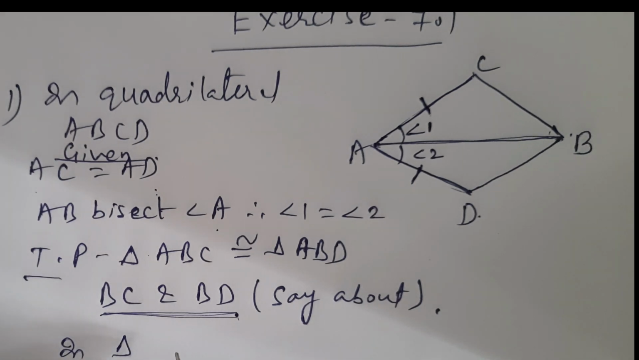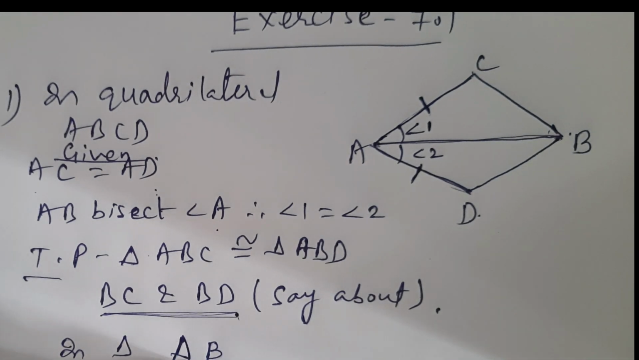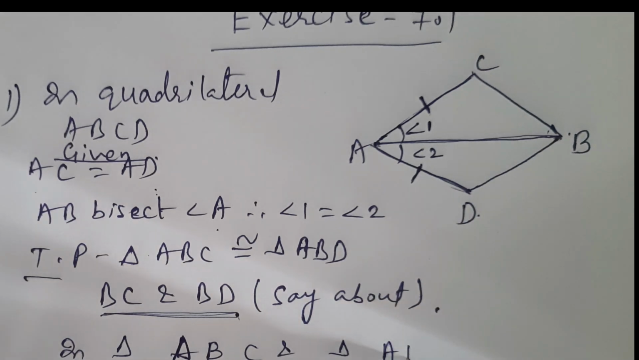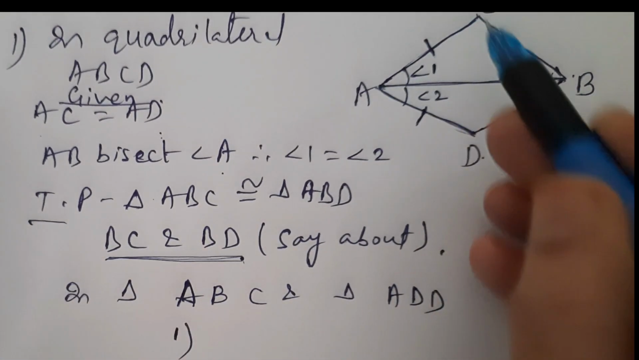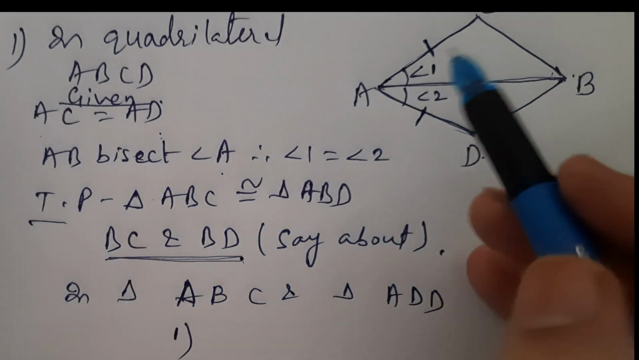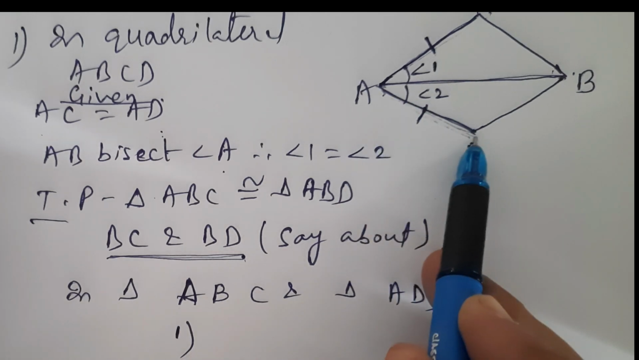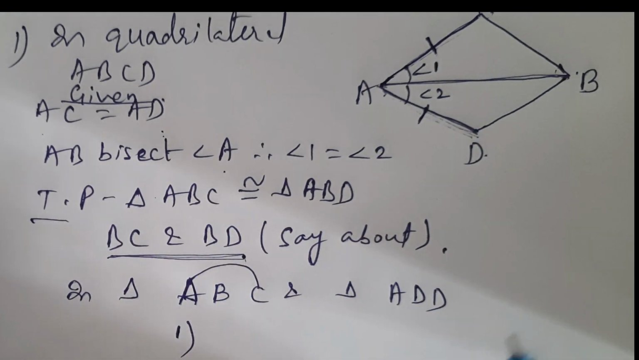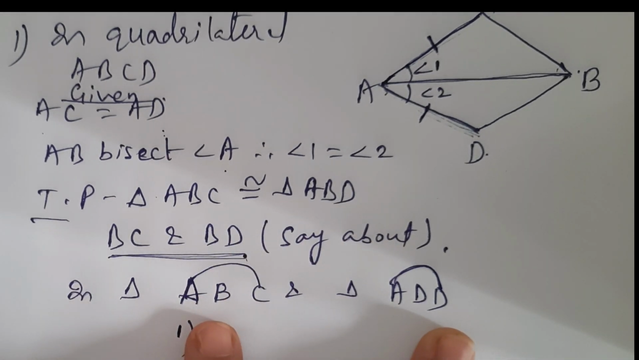In triangle ABC and triangle ABD. Now the first point, we have AC and AD both are equal. From the first triangle AC and from the second triangle AD is equal. It was given. So when we follow the sequence, you need to check whether in the triangles which you collected for your solution, they are matching or not.